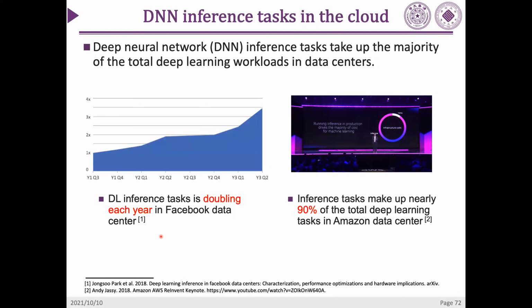The inference task of neural networks occupies a large share of the deep learning task load in cloud data centers. The deep learning inference task in Facebook data centers is growing at twice the rate every year, while the inference task in Amazon data centers accounts for more than 90% of the total deep learning load.